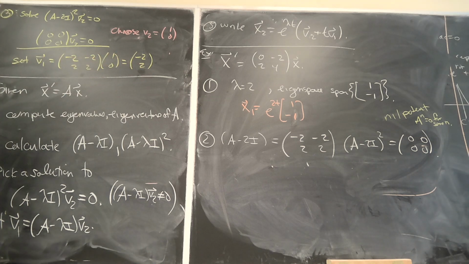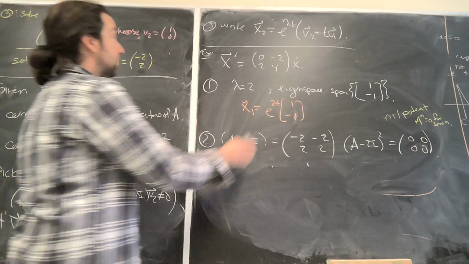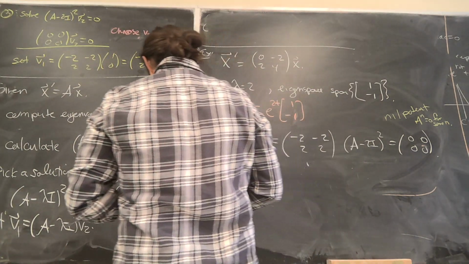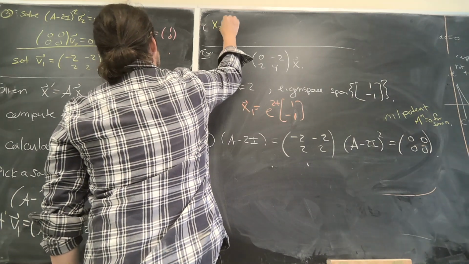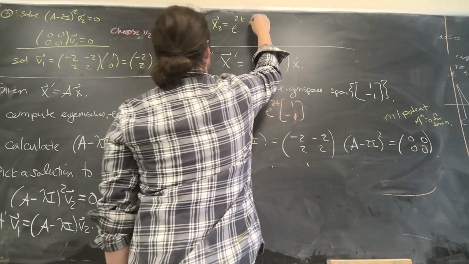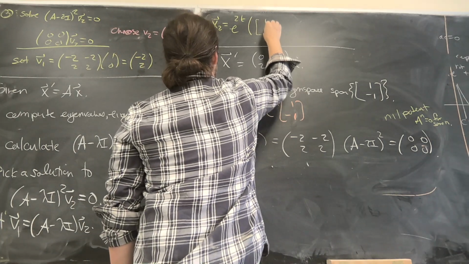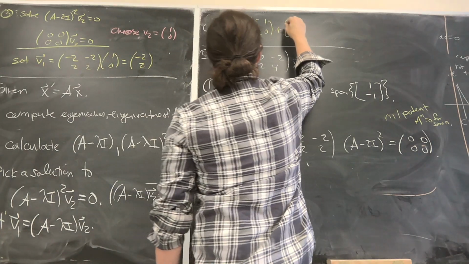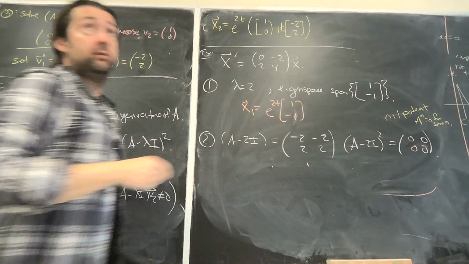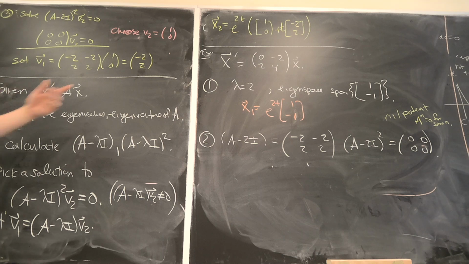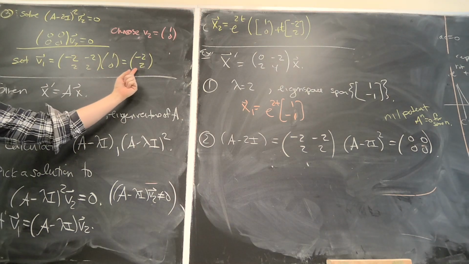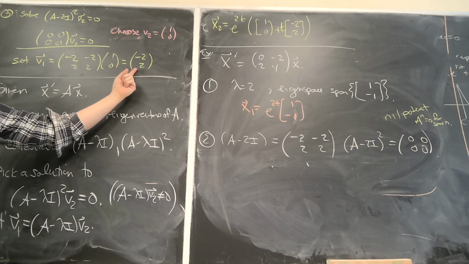And then step 5 is you just write the solution down. Write the solution as x2 is equal to e to the 2t times v2, which was (1, 0), plus t times v1, which was (-2, 2). It might seem weird that I could pick any vector I wanted right here, but remember, that's adjusted for the fact that the v1 had to vary with it. v2 and v1 here come as a pair.